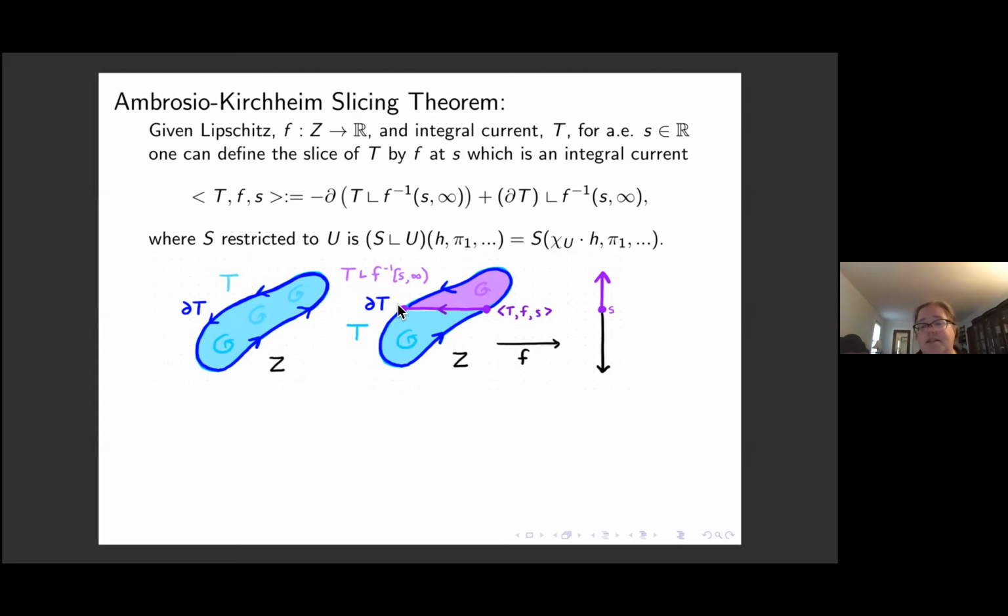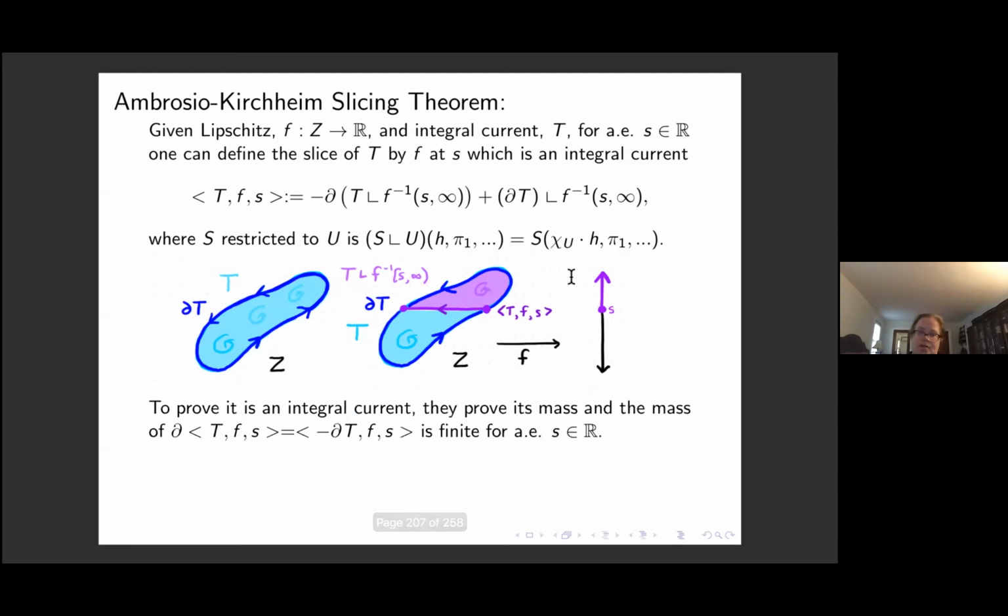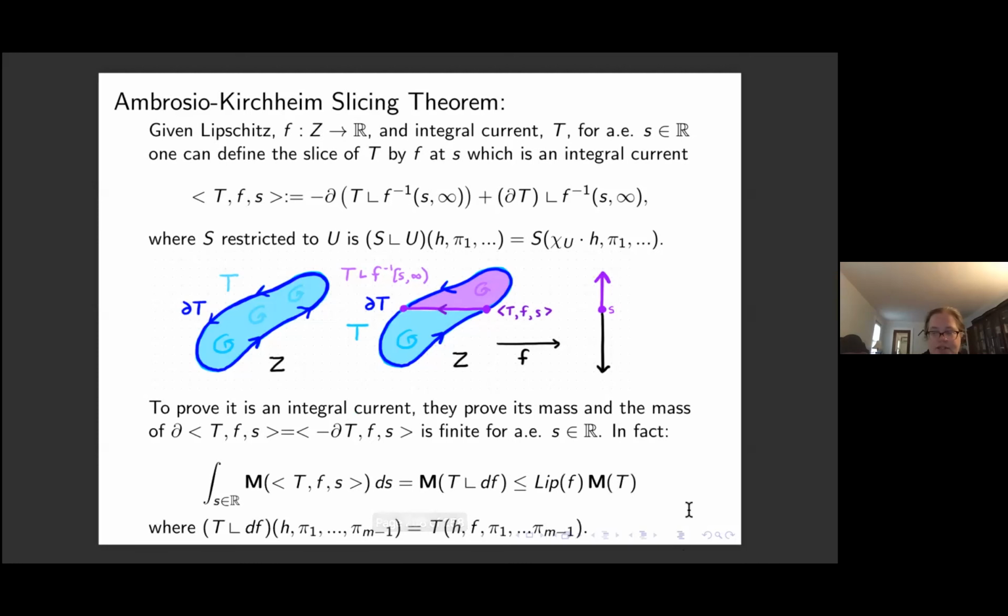And for almost every S, that will be one dimension lower, and that will be well defined as an integral current. The fact that we have to do this T intersected with F inverse S infinity is just to narrow it down to this part. And then the boundary of T intersected with that is to say the boundary of T is just this part. And we subtract it just right so that we get this direction on our slice. To prove it's an integral current, they prove its mass and the mass of this boundary, which they work out, the boundary of the slice equals negative the slice of the boundary, is finite for almost every S, and they prove this integral.